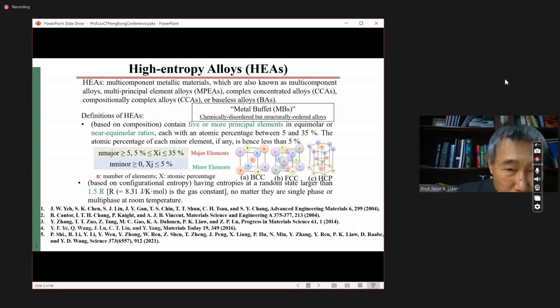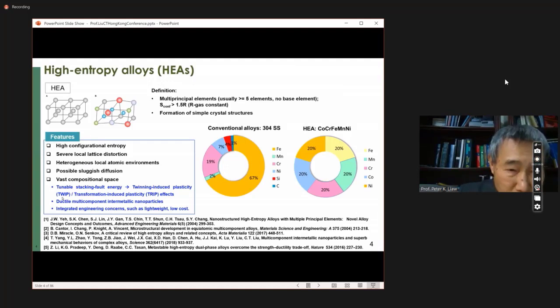Since it's a high-entropy alloy, there are some attributes for this material. As mentioned before, it has a high configurational entropy. It has a severe local lattice distortion because of the presence of different atomic sizes. It also has a heterogeneous local atomic environment, such as short-range order, and possible sluggish diffusion, which is certainly still a critical issue to discuss.